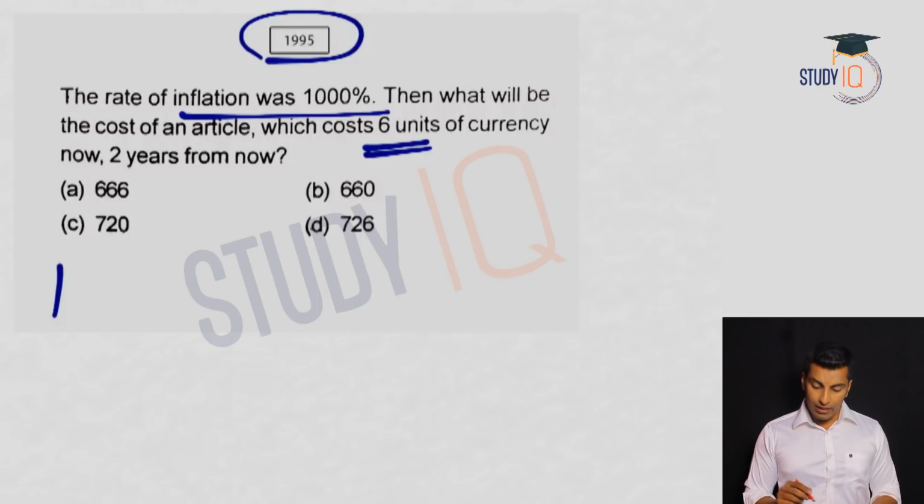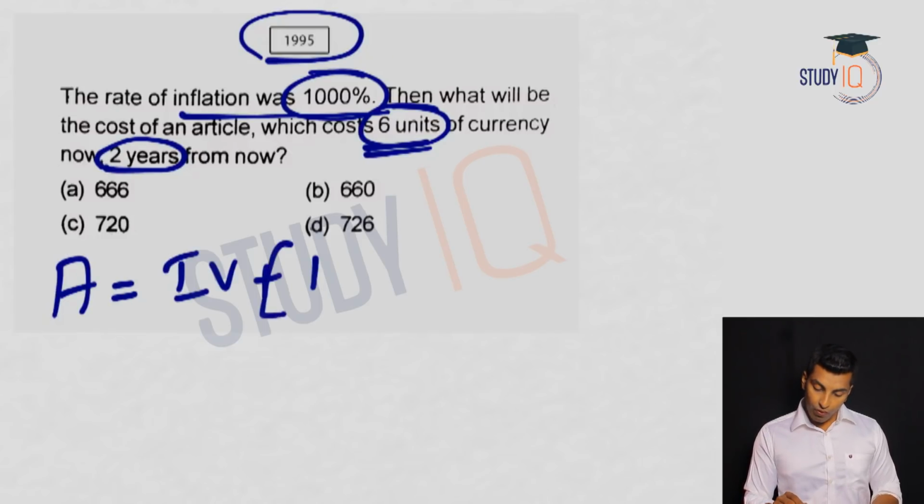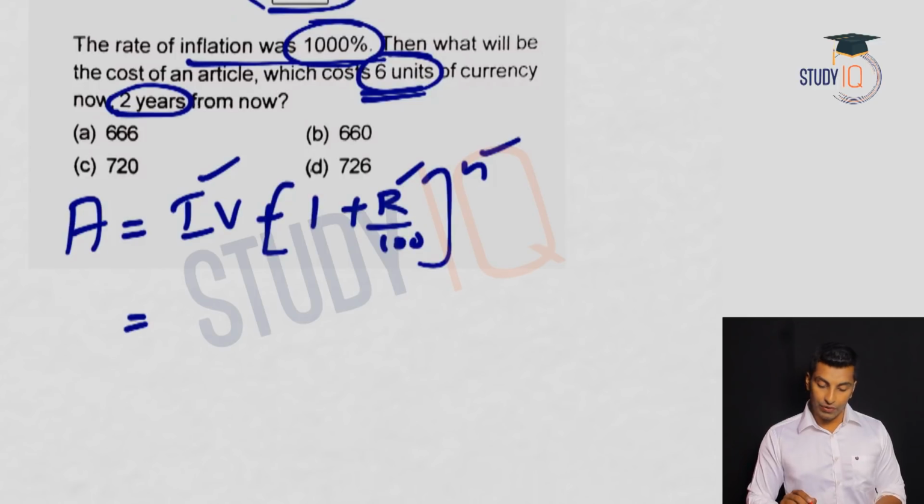Very simple question. So we know the amount will be initial value into 1 plus r by 100 raised to n. So n is given as 2. The percentage r is given. The initial value is given. There is nothing which is left out, right? So the amount after 2 years will be initial value into 1 plus r by 100 raised to n. So this is known, this is known, this is known. So you get the answer faster, right?